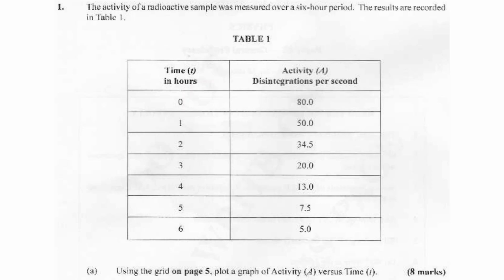Question 1. The activity of a radioactive sample was measured over a 6-hour period. The results are recorded in Table 1 below. Part A. You're to use the grid that is provided on the exam paper to plot a graph of activity A versus time T. Let's get into it for 8 marks.